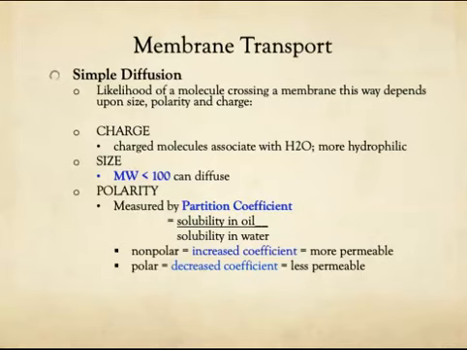So in order for simple diffusion to occur, there has to be a gradient in place. And in addition to the gradient, the molecule, what we call the solute, because it's dissolved in water, has to have these three chemical features. It has to be small, and we define that as having a molecular weight less than 100. It has to be relatively nonpolar, and it has to be uncharged. It has to be neutral.